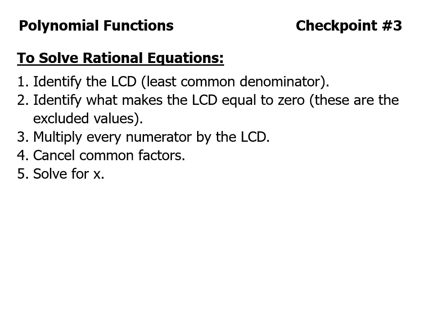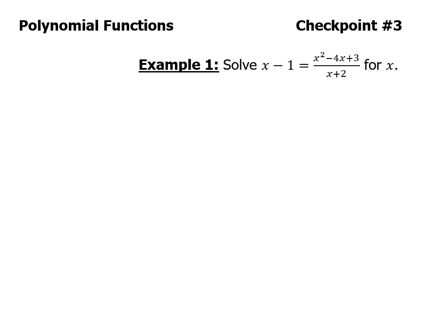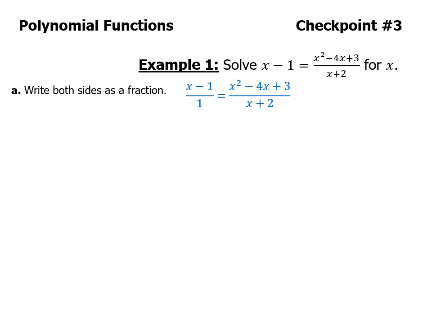What does that look like? Well, let's look at a couple examples of it. Okay, so an example, we've got: solve x minus 1 equals x squared minus 4x plus 3 all over x plus 2 for x. First part is write both sides as a fraction. That x minus 1 on the left of the equal sign isn't a fraction, so I need to put it over 1. The right's already a fraction, so we're good there.